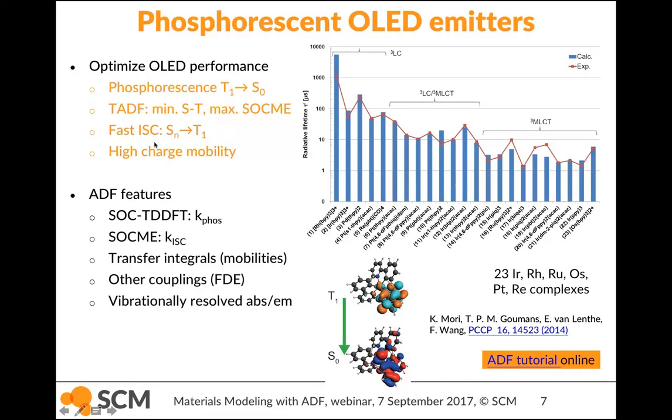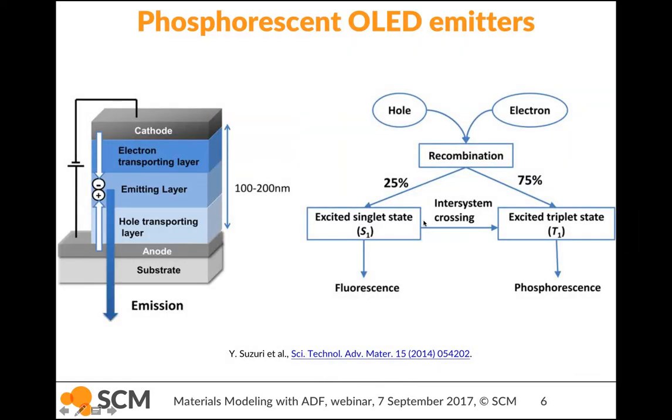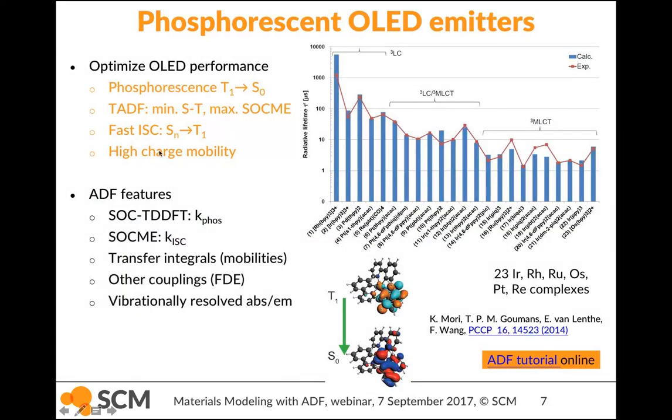I also mentioned that for the classical phosphorescent OLED emitters, you want to make sure that you optimize this process, this intersystem crossing. And in the next slide, I show a couple of examples of how these processes can be studied with tools available in ADF.